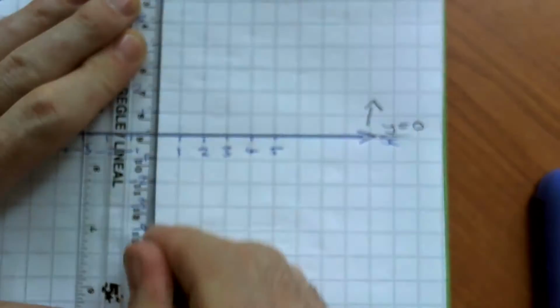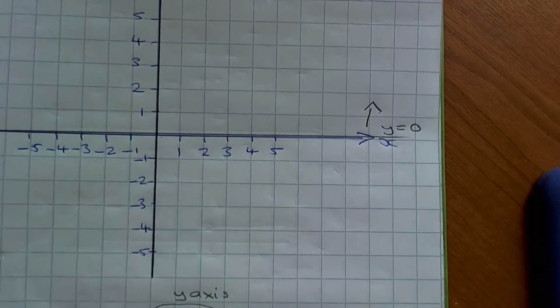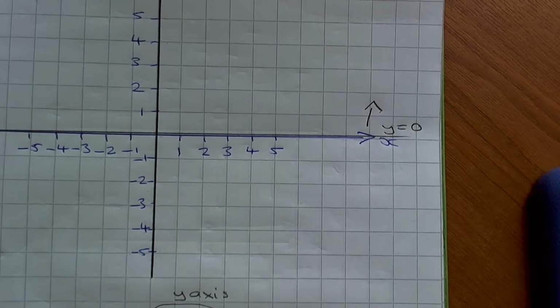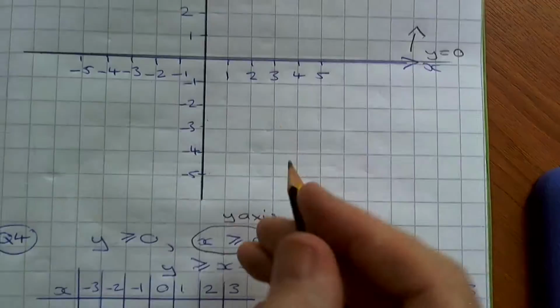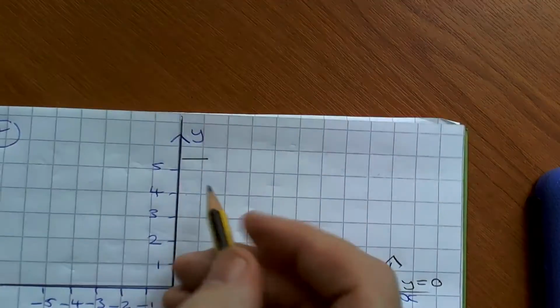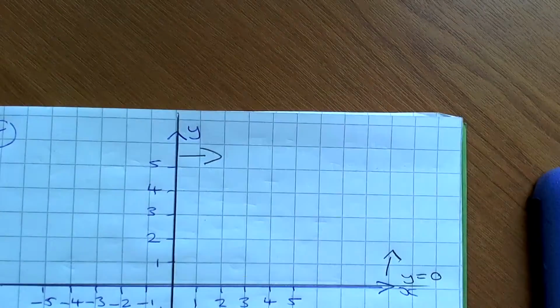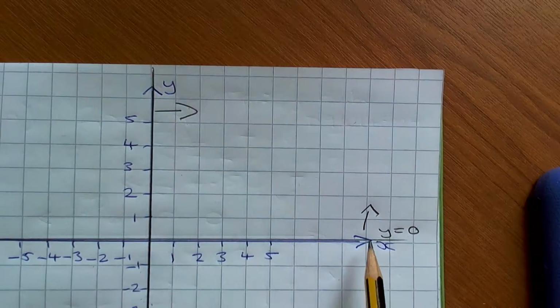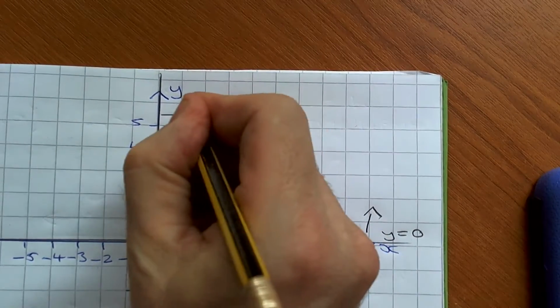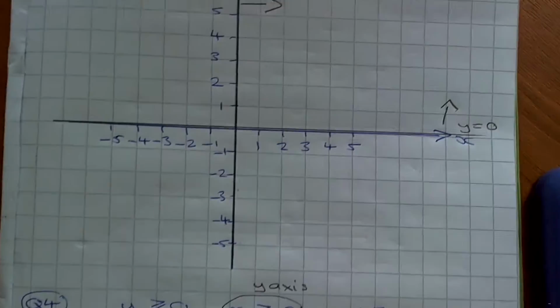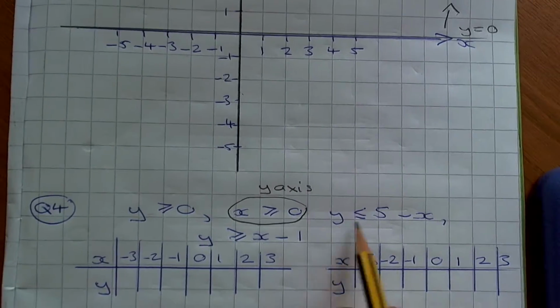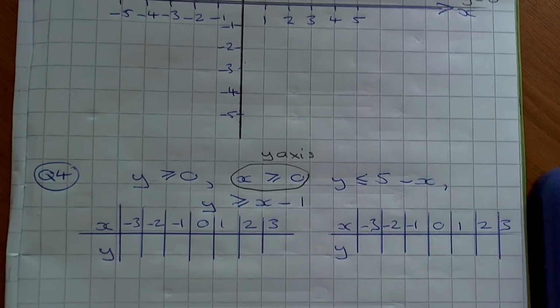So if I draw a solid line down here, now I've drawn a solid line because if you've got a greater than or equal to sign, you need to draw a solid line. So we want to be to the right of the y-axis. So at the moment we want it to be above there and to the right of the line x equals 0. Now we're going to need to plot next the line y equals 5 minus x.